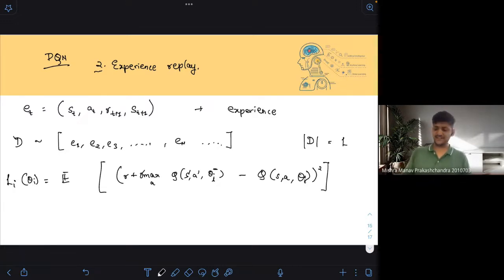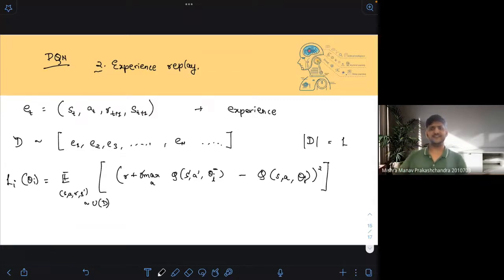And this expectation is basically your (s, a, r, s') sampled uniformly from the experience replay. Okay, so this is how my experience replay looks. Essentially, what you're doing is converting your Q learning problem into a regression problem.